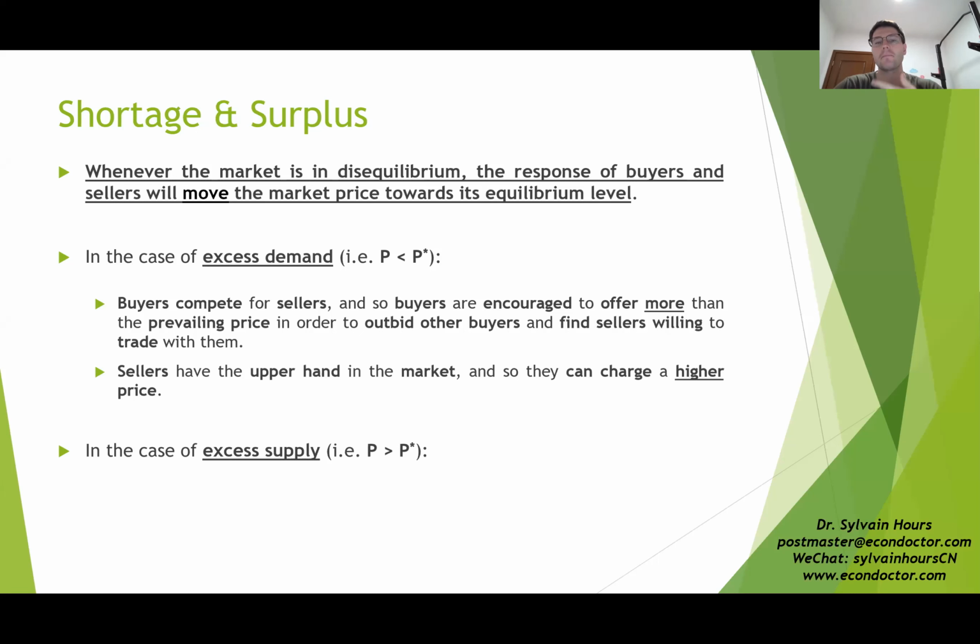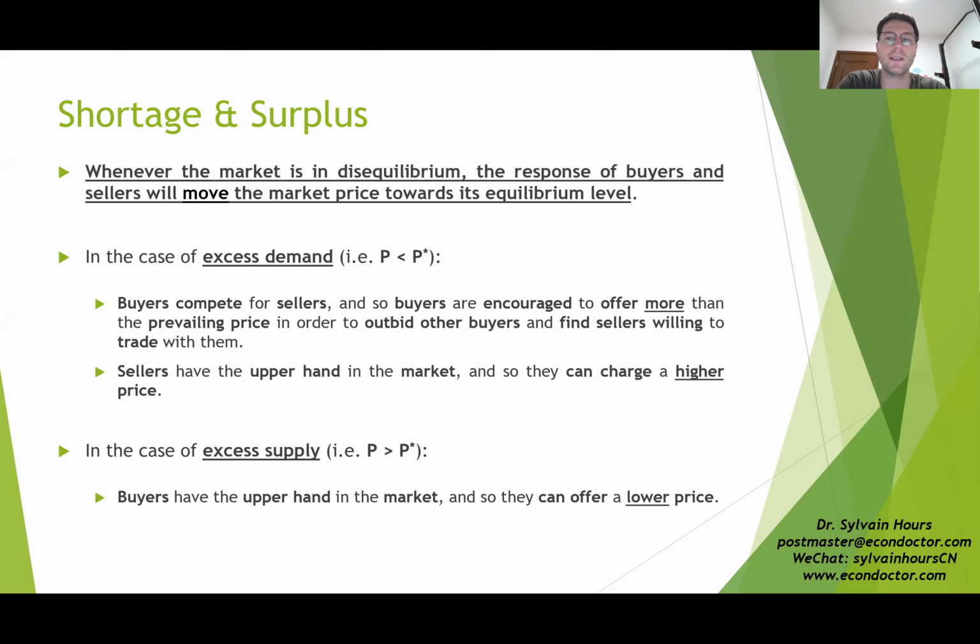What if we have the opposite? What if we have an excess supply? So in this case, it's the opposite. The quantity supplied is larger than the quantity demanded. So sellers want to sell a larger quantity than buyers want to buy.